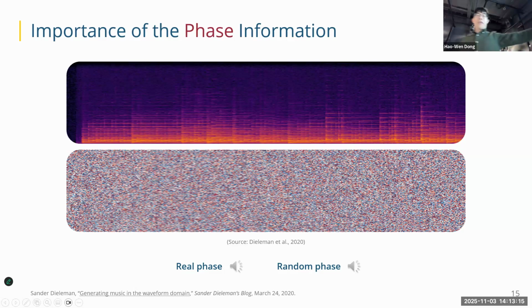And you might look at it and think, this is just pure random noise. What if I replace that with a random phase? This is what it sounds like.